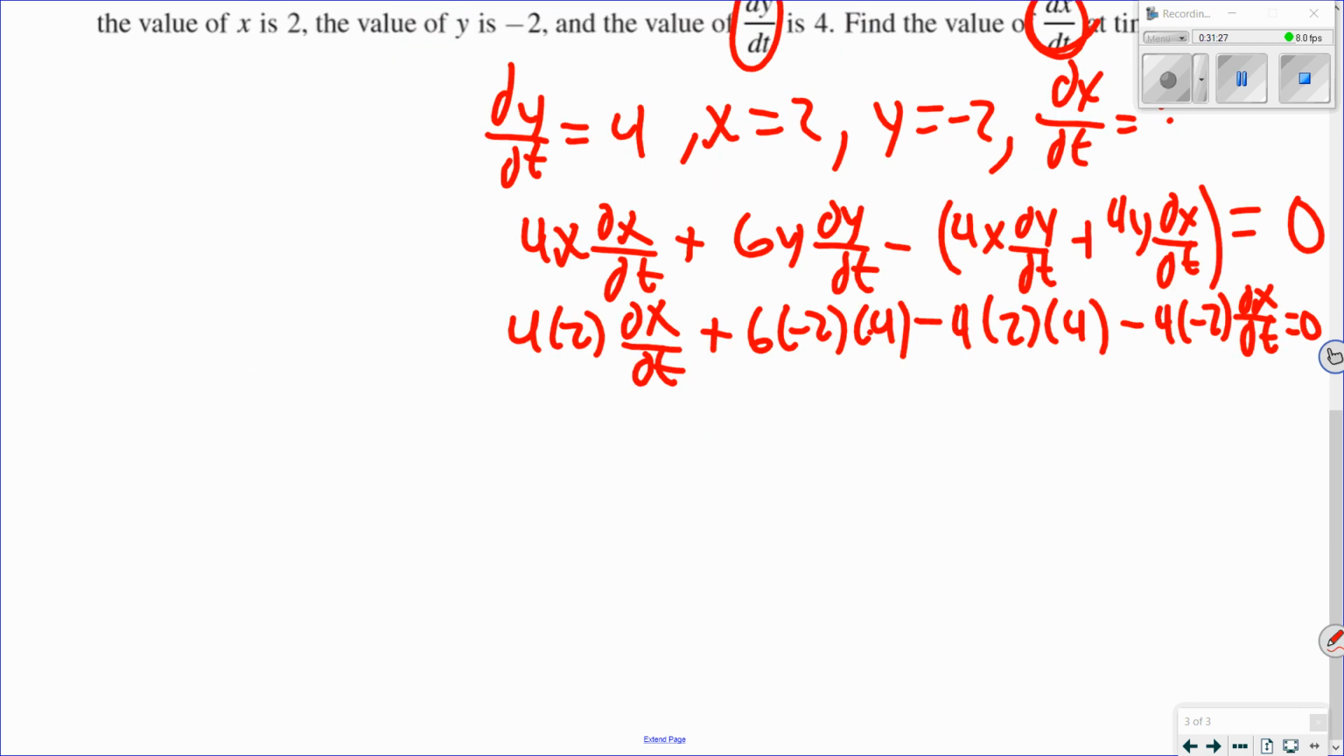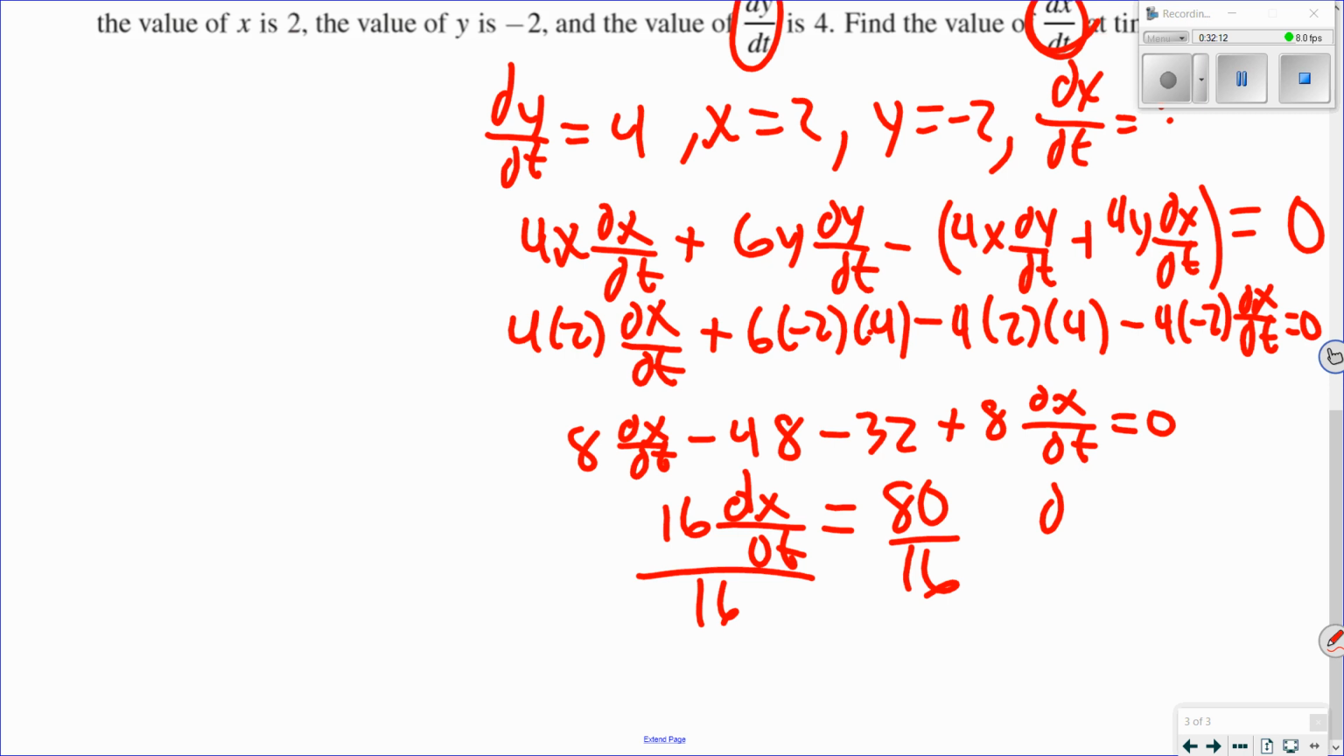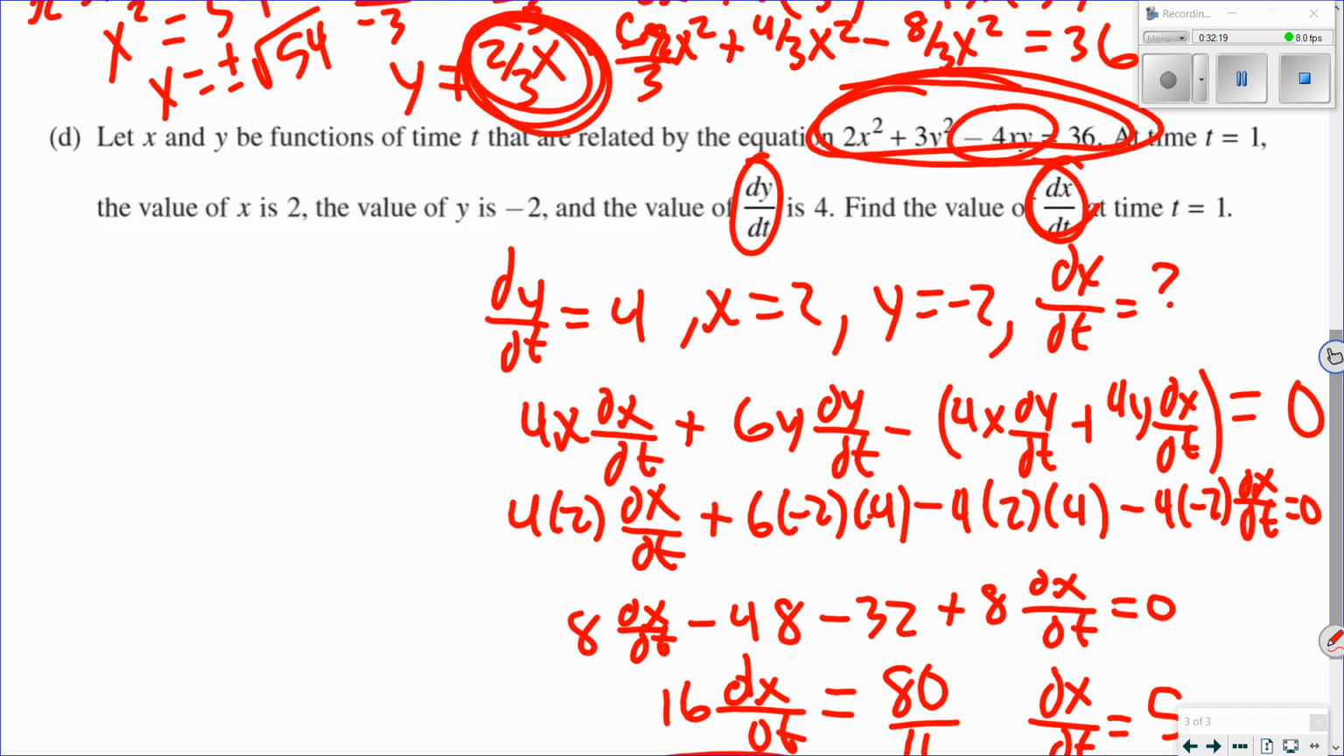Okay, now it's just a matter of working out this equation. This is 8 dx/dt. 6 times negative 2 times 4 would be negative 48. Times those together, 4 times 2 is 8, times 4 is 32. So now I can add the dx/dt's together. That'd be 16 dx/dt. I'm going to move the minus 48 and the minus 32 over to the other side. So it'd be plus 48 plus 32, 80. Divide by 16. So dx/dt is equal to 5.